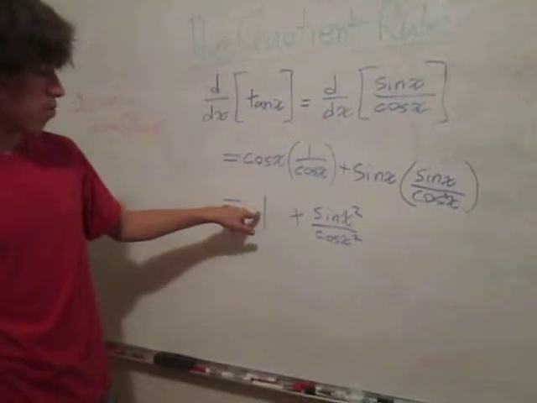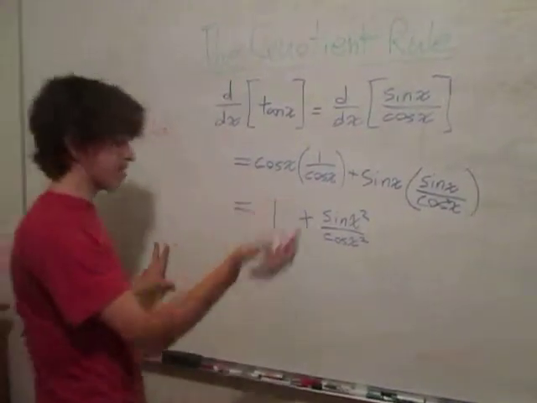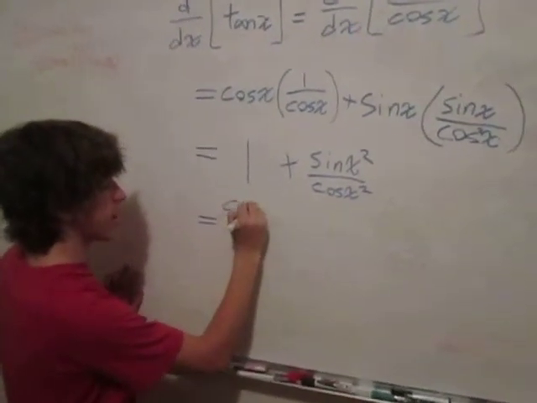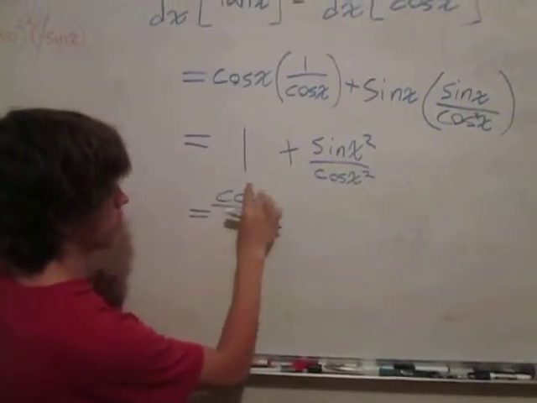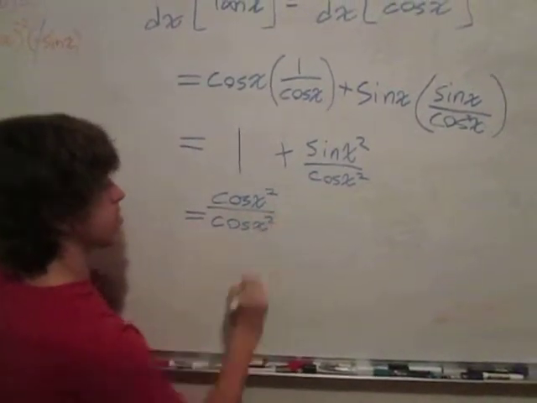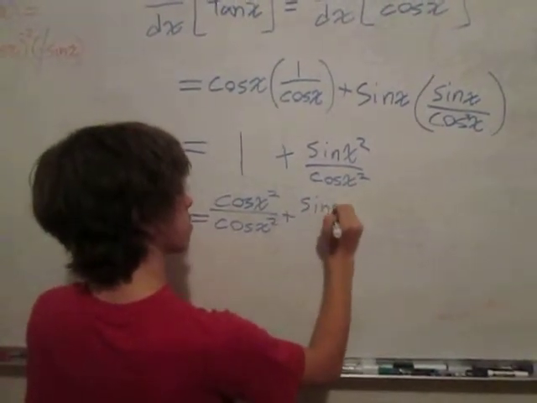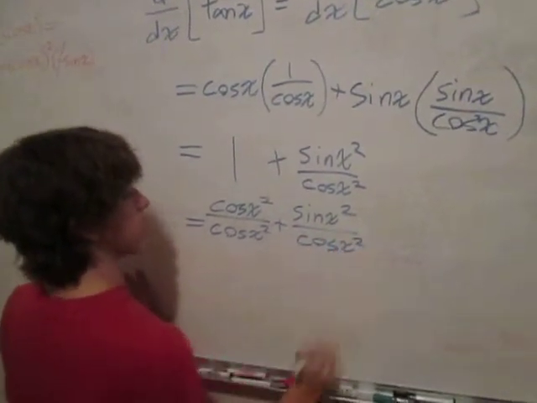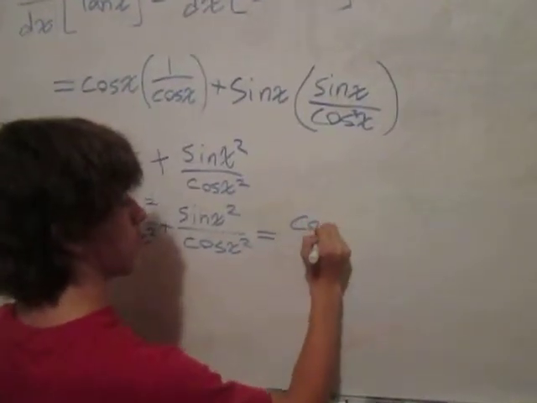And then we turn this one, we get like terms for this one, like denominators. So this is equal to the cosine squared of x over the cosine squared of x, plus the sine squared of x over the cosine squared of x. And this can be simplified too. Alright, we're almost there.